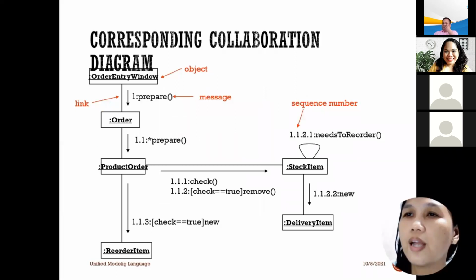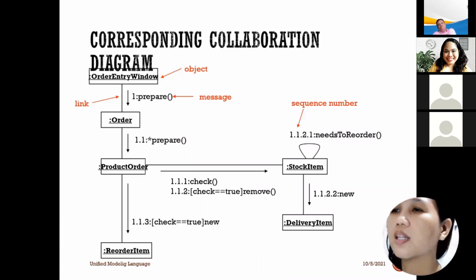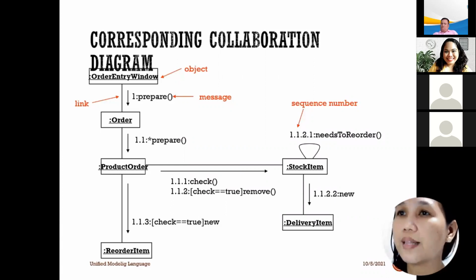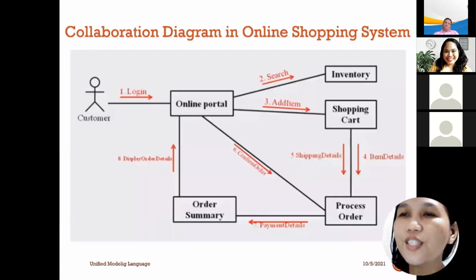This is an example of a corresponding collaboration diagram. We have the order entry window as an object, and then we have the link, the message, which is to prepare, and then it will go to the order, and then it will prepare the product order. It will check on the stock items, and if it's true, then it will be delivered. If it's not true, then it will be considered as a reorder item. So this is a collaboration.